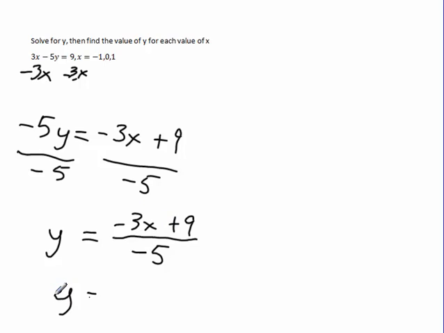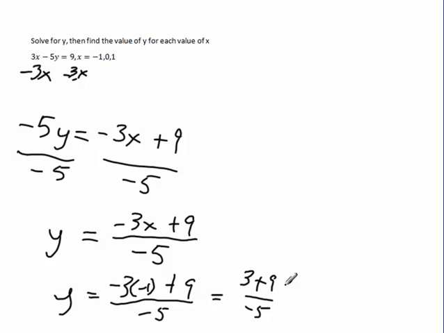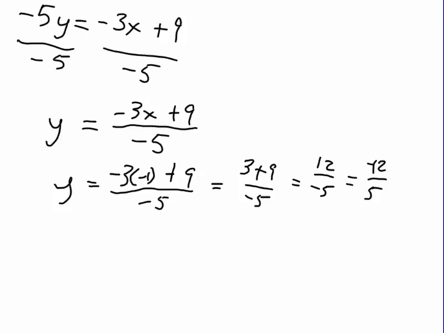So I get y equals negative 3 times negative 1 plus 9 divided by negative 5. And I can simplify that. Negative 3 times negative 1 is a positive 3. So I have 3 plus 9 divided by negative 5, which leaves me with 12 over negative 5. And we don't want the negative in the denominator there, so we're going to say negative 12 fifths. Okay, not too bad.